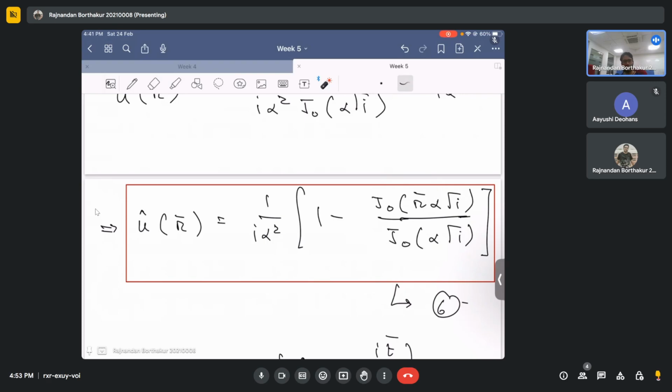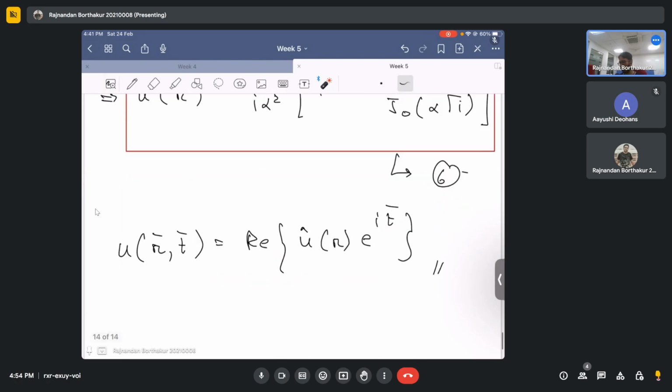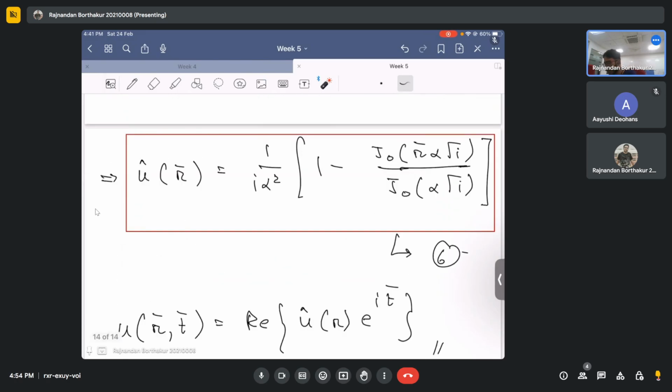So you can plot this in MATLAB and try to get an essence of the velocity profile. Maybe you can plot it as a function of alpha. You can vary alpha from 0.1 to 10 maybe, and check how the velocity profile looks like. If I get time, maybe I can show this in the next class or in the next week's interactive session.